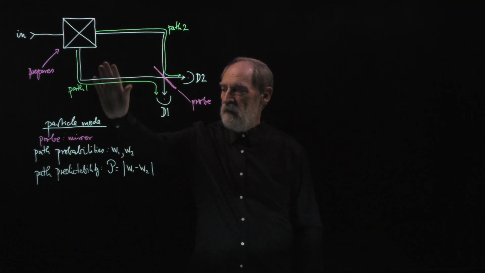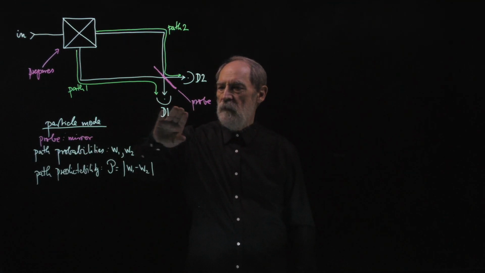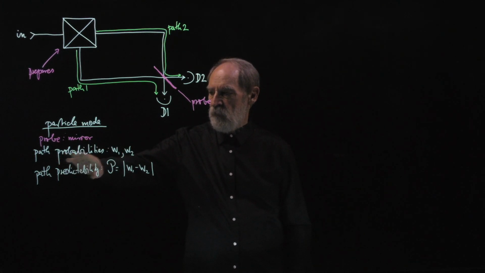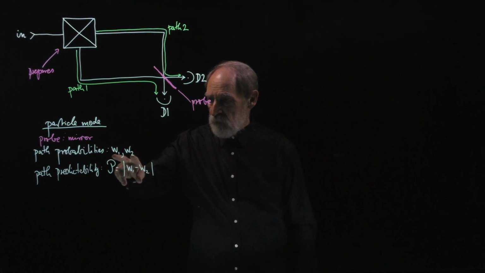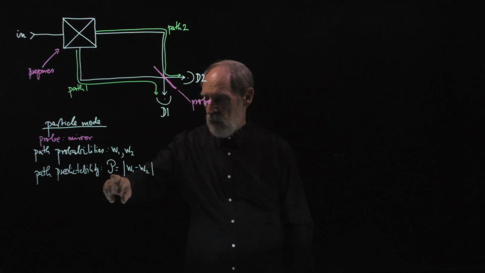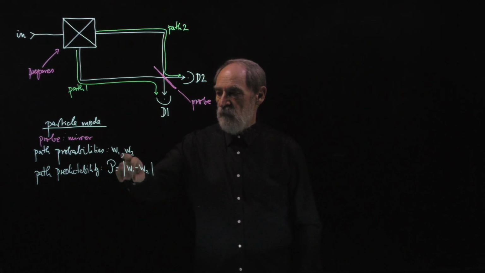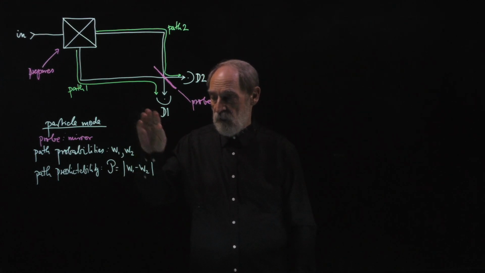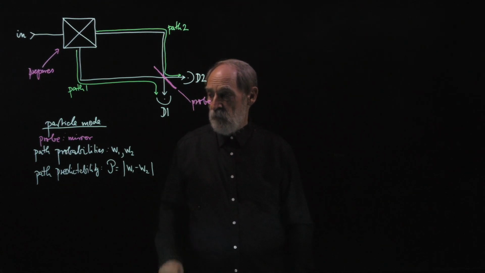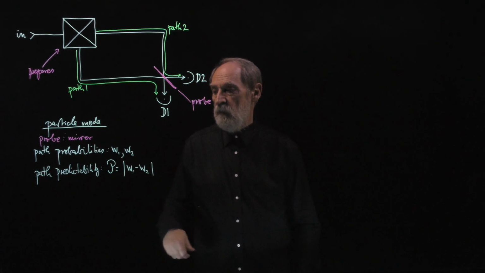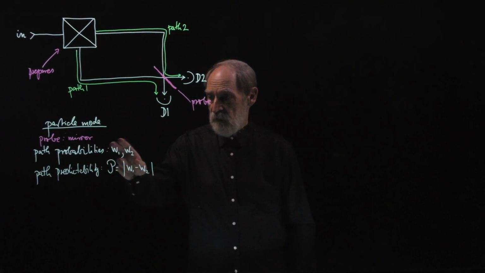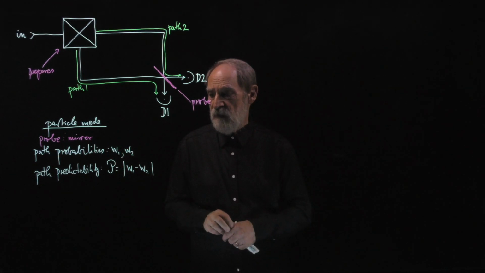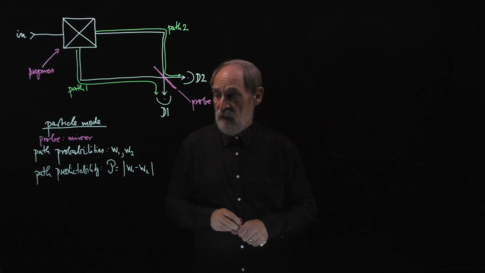We've talked about operating the interferometer in particle mode, where we probe with a mirror. We have path probabilities W1 and W2 for path 1 and path 2, and the absolute value of their difference is the path predictability. So if one probability is very large and the other one is very small, the path predictability is high. We have a good chance of guessing the path right. If the probabilities are both close to 50%, then the predictability is low.